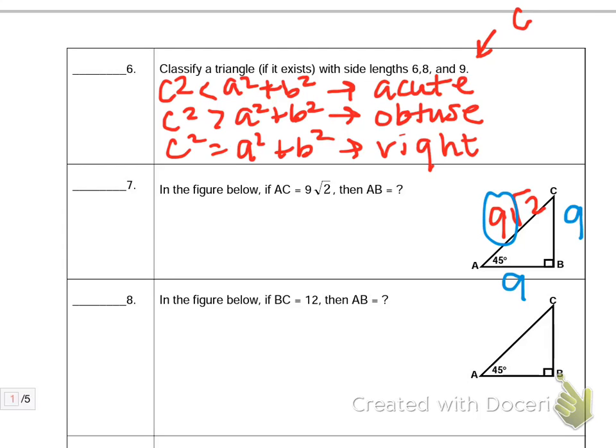Okay, number 8 here. It says, in the figure below, BC equals 12, and then AB. So this is exactly like question number 7. These sides are the same, so if BC is 12, then that means AB is also going to be 12.